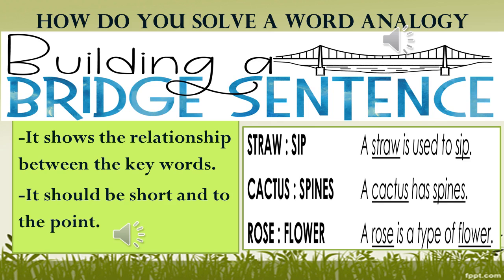For example, straw is to sip. The bridge sentence is a straw is used to sip. Next is cactus is to spines. A cactus has spines. And then rose is to flower. The bridge sentence is a rose is a type of flower.